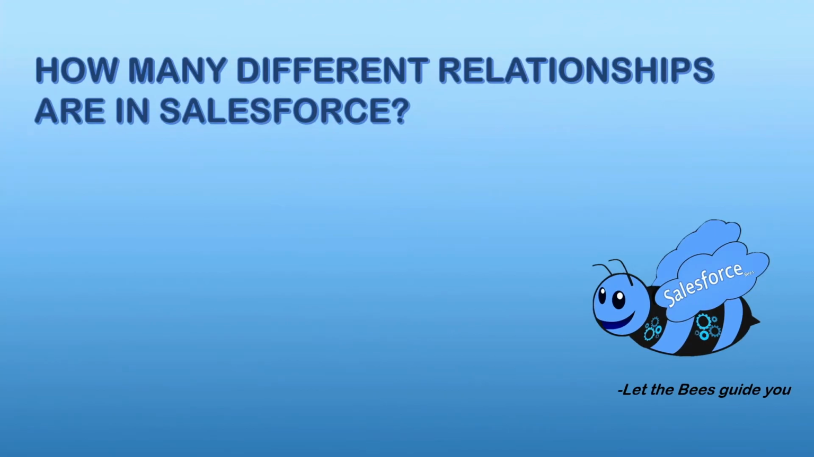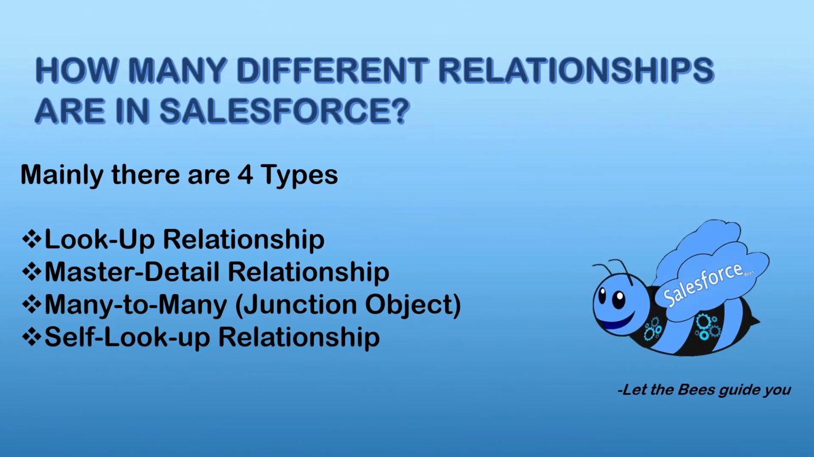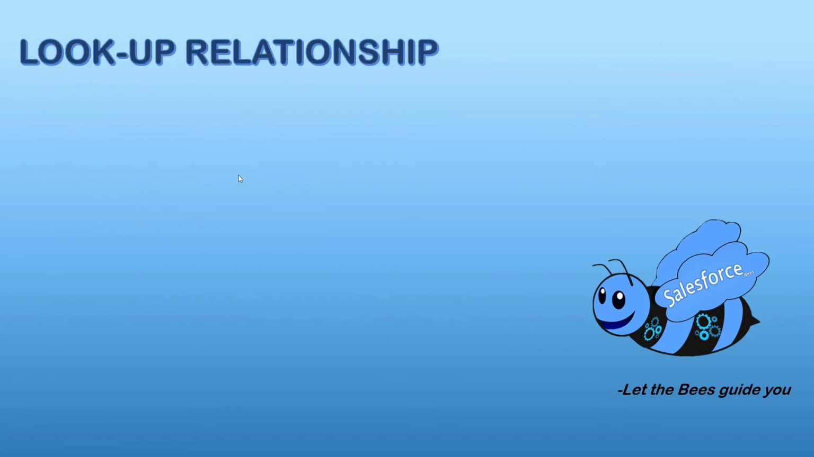How many different relationships are there in Salesforce? Mainly we have four types of relationships. One is lookup relationship, then master detail relationship, then many-to-many, most commonly called a junction object, and the last one is self-lookup relationship. First, we'll discuss what is a lookup relationship.